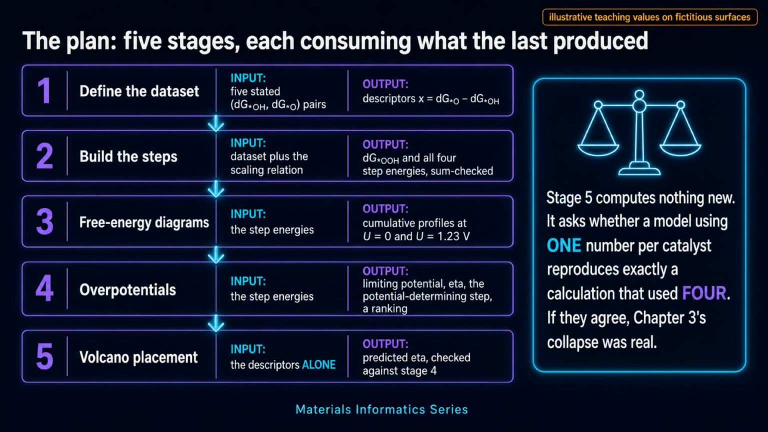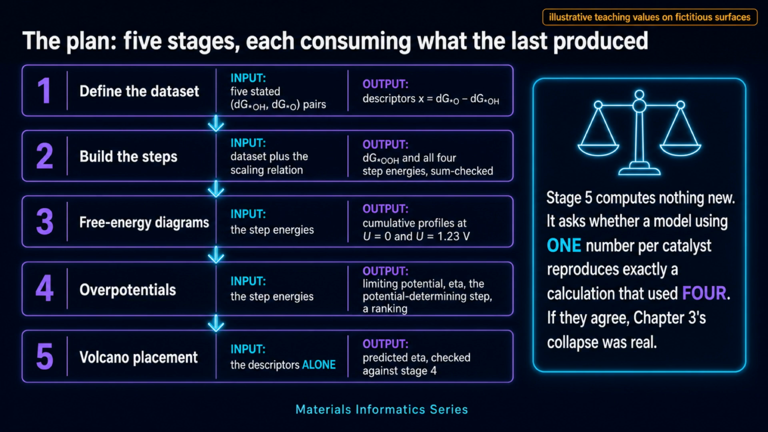5 stages, each consuming what the last produced. Stage 1 defines the dataset and its descriptors. Stage 2 applies the scaling relation to predict the third intermediate and build all 4-step energies. Stage 3 draws cumulative free energy diagrams at 0 applied potential and at the equilibrium potential. Stage 4 extracts limiting potentials, overpotentials, and a ranking. Stage 5 places the candidates on the volcano.